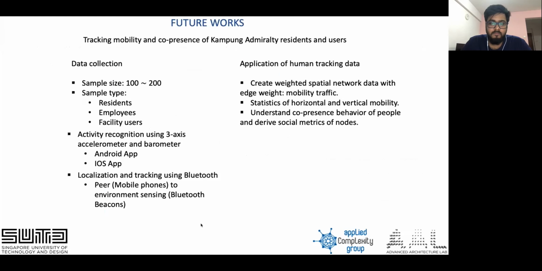We plan an experiment to take place next month, where 100 to 200 residents and non-residents will be recruited. They install a custom mobile app that records a barometer, which detects altitude change, an accelerometer to understand body movements, and Bluetooth scanning, which involves placement of Bluetooth beacons in the integrated development to help with localization. These data will allow us to have a spatial network with mobility traffic data as edge weight and use human co-presence behavior to derive some social metrics for each node.